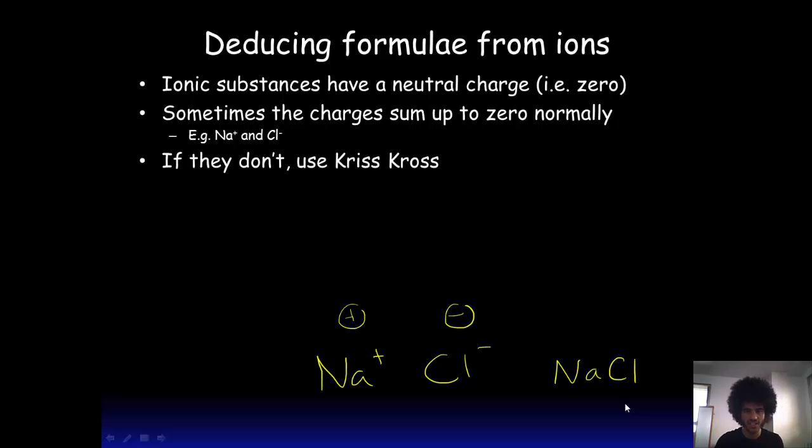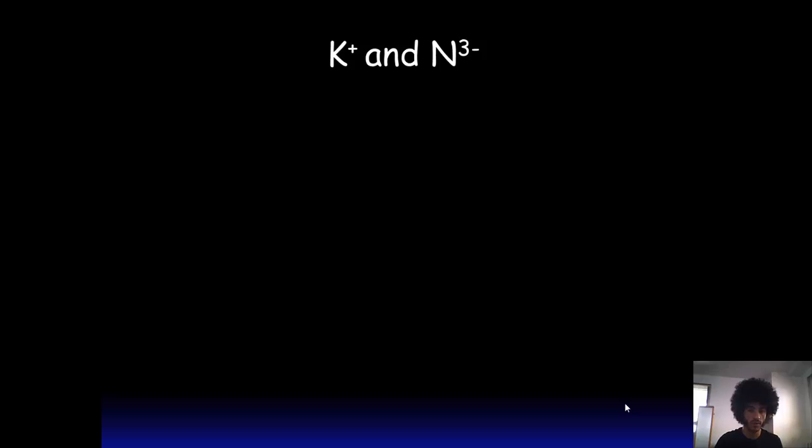This gets a bit more complicated if they don't balance out normally. As a result, you have to use a technique which I like to call crisscross. And as an example, we'll do it with this compound. So here we've got potassium, which is K+, and we've got nitrogen, which is 3-. Now let's think about it. One potassium has a 1+ charge. This one nitrogen has a 3- charge, which looks like this.